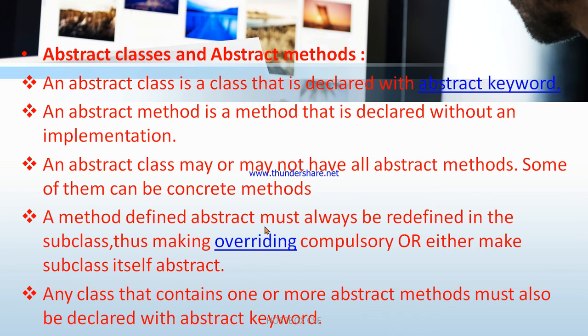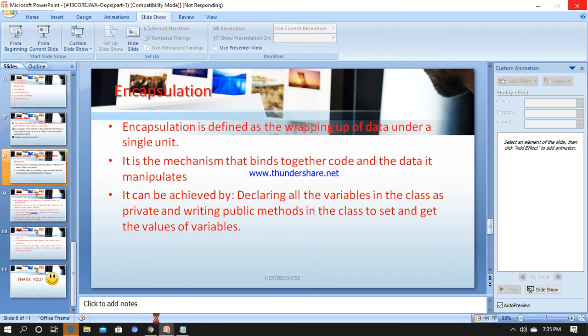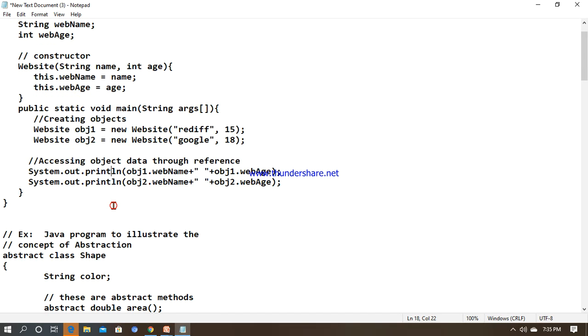And also a method defined abstract must always be redefined in the subclass, thus making overriding compulsory, or else make the subclass itself abstract. Any class that contains one or more abstract methods must also be declared with the abstract keyword. So when you write a program with abstraction, we need the help of an abstract class as well as abstract methods. It may not have abstract methods, but an abstract class is a must. Let's go for an example so you can understand, before going to encapsulation. It is somewhat big but easy to understand.